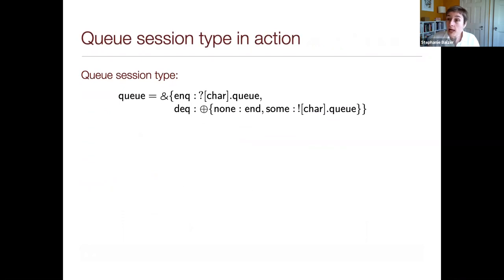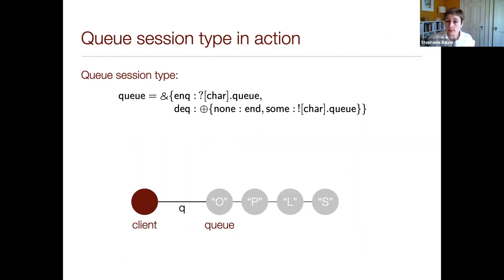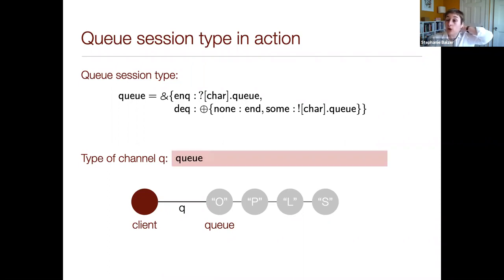All right. So now let's play briefly with that. On top, I have the queue session type, which tells a client and a provider according to which protocol they have to exchange messages. And at the bottom, we have our queue that we started out with, which currently contains OPLSS, all right? Let's now bring the type into the picture. Here the client is connected to the head of the queue via the channel Q, and we are going to give that channel the type Q. This is the type that signifies the protocol according to which we have to exchange messages along this channel Q, which leads into the head of the queue.